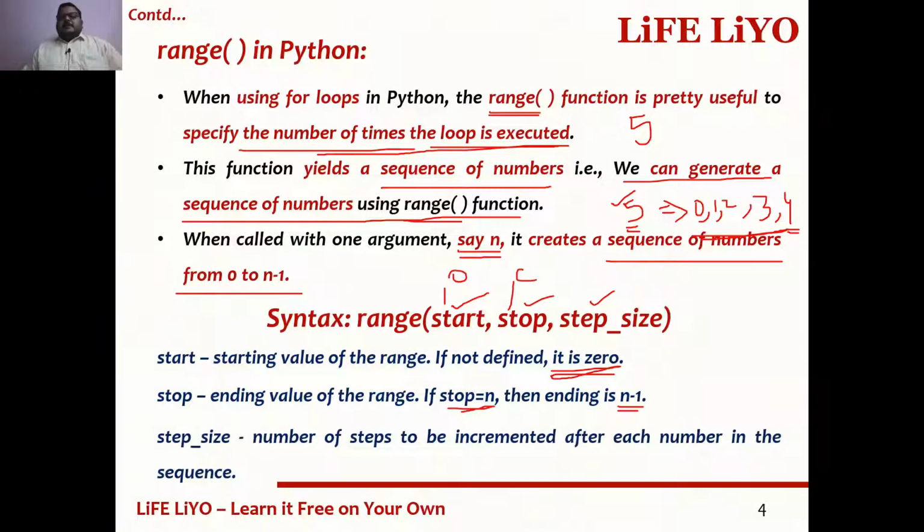Step size. The step size defines the number of steps to be incremented after each number in the sequence. Here, if you observe, if I give only 5, then it increments from 0 to 1, the difference is 1. 1 to 2, 1. 2 to 3, 1. 3 to 4, 1. Here the step size is 1. If you want to change this, you can use the step size. It is also optional. If you don't define the step size, by default it is going to consider 1 as the step size.